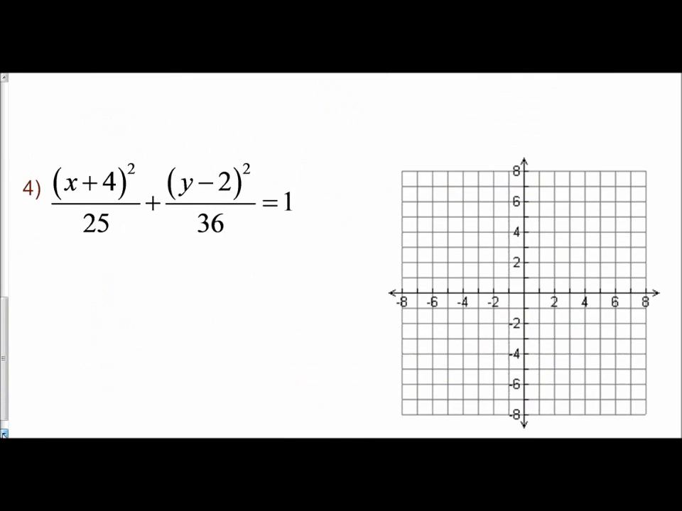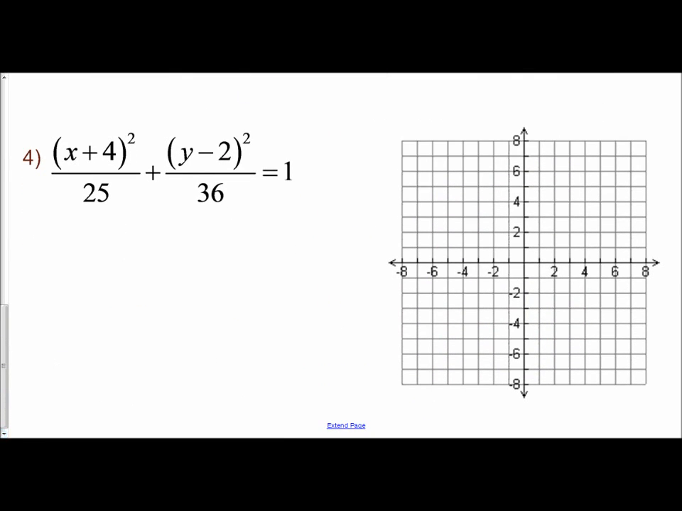Again, this is already in standard form for us. So our job is to identify our h, k, a, b, and c values. And from there, we can graph it. So here, h is negative 4, k is 2. That tells me my center is located at the coordinate negative 4, 2. And so negative 4, 2, plot the point.